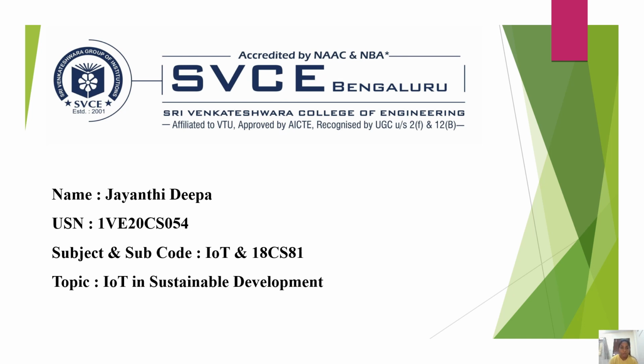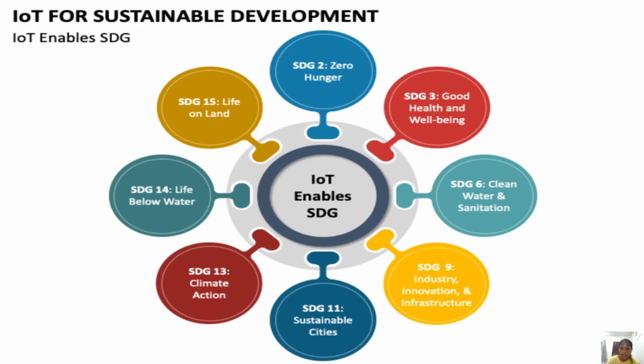I'm Jayanti Deepa. Today I'm here to explain a topic called IoT in sustainable development. As we all know, IoT stands for Internet of Things, which means connecting devices like sensors, machines or printers via the internet. Any device that works via the internet is termed an Internet of Things device. It is like using the internet to collect and share data.